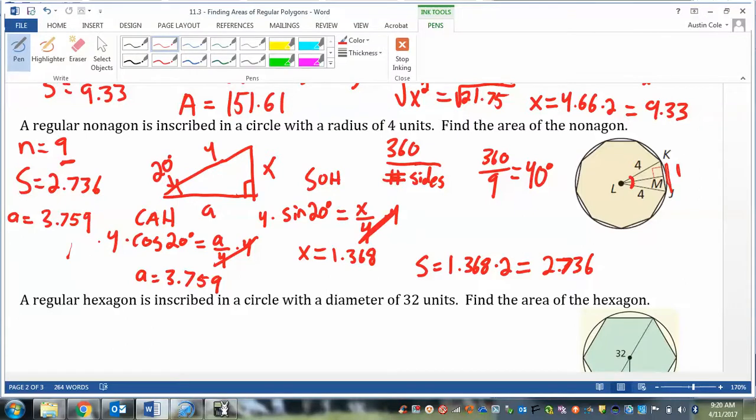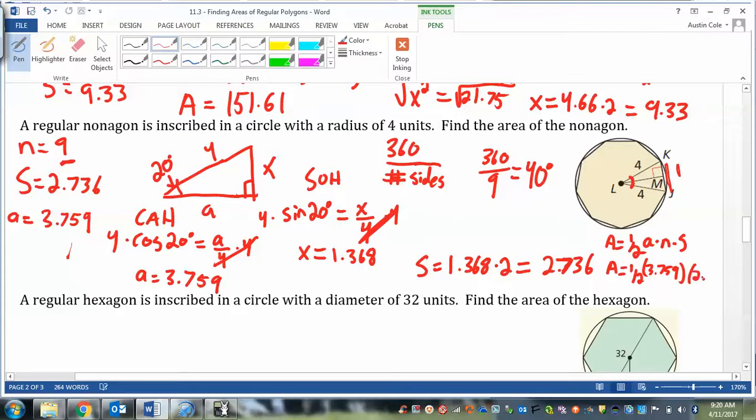Okay, so now we have our apothem, we have our side length, the full side length of the nonagon, and then we have our number of sides, right, our 9. So we're going to plug that in. Area equals 1/2 A times N times S. Area equals 1/2. Our apothem we said is 3.759 times our side length, 2.736. I'm going to write it down here, times our number of sides, which is 9.